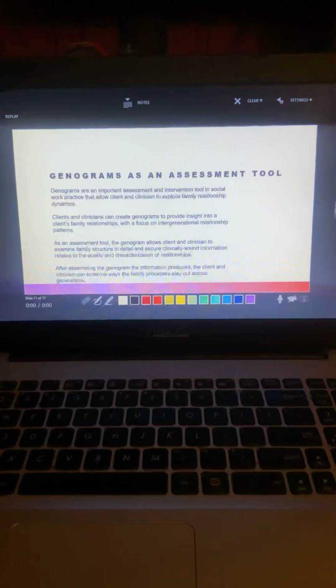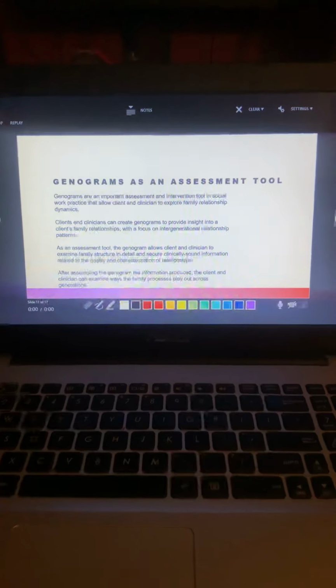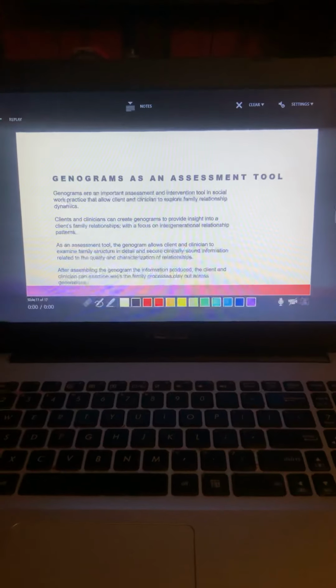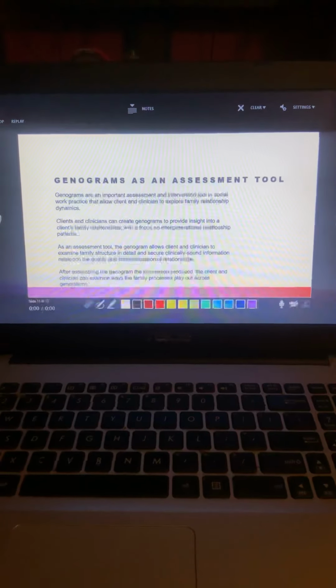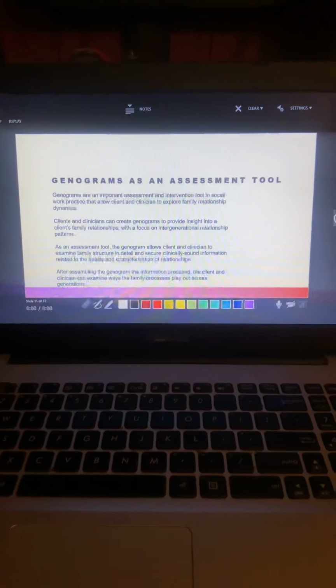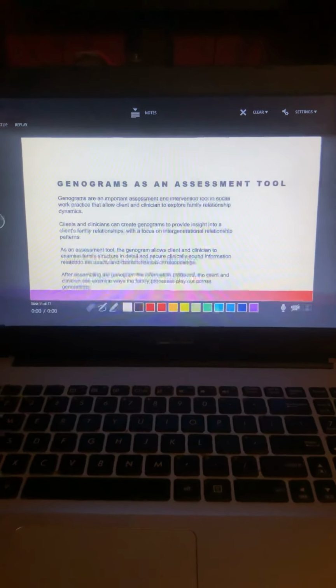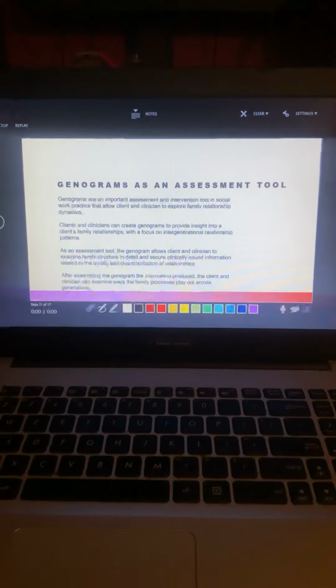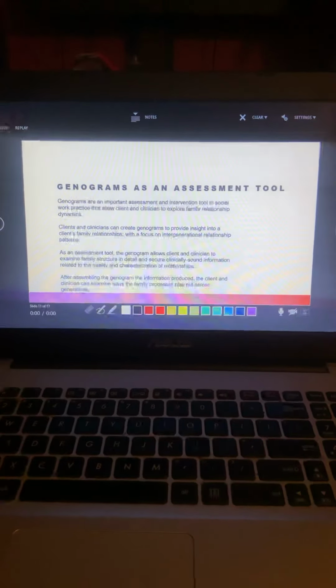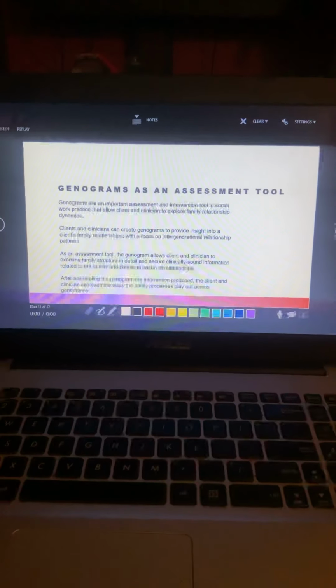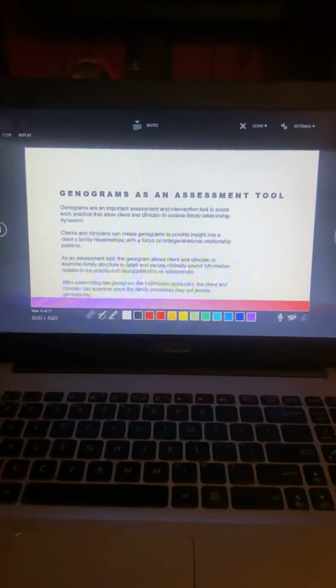And a genogram as an assessment tool. Genograms are an important assessment and intervention tool in social work practice that allow clients and clinicians to explore family relationship dynamics. So this is what I touched on earlier, and this is why I feel this is beneficial. The genogram would be beneficial for our social workers. Our social workers do get a lot of background information.